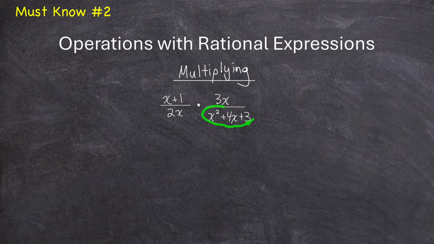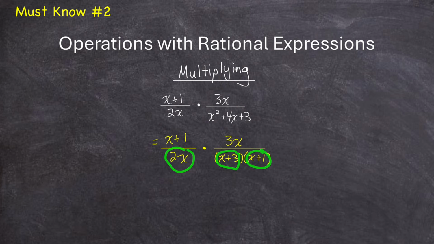Notice this quadratic trinomial can be factored. It can be factored to x plus 3 times x plus 1. And now that the denominators are in factored form, it would be easy to see the restrictions on the variable. Since division by 0 is undefined, this product would be undefined if any of the factors in the denominators were 0. Well, 2x would be 0 if x was 0, x plus 3 would be 0 if x was negative 3, and x plus 1 would be 0 if x was negative 1. So those are the restrictions on the variable.